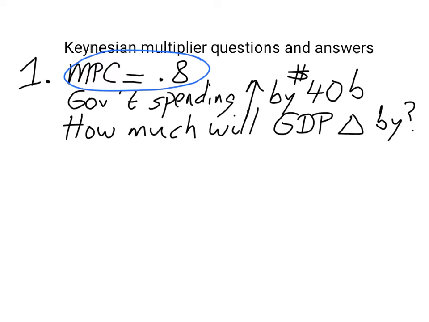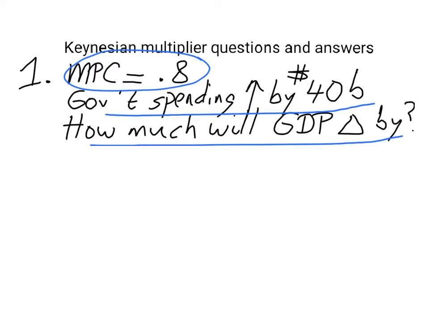What that really means is that if people were to get an additional $100 in income, maybe because the government is spending more money, then they would spend 80% of that money and they would save 20% of it. Also, we know that government spending will increase by $40 billion. And the question then is, how much will GDP change by? At this point, you can pause the video and see if you can figure out the answer on your own, and then we'll go over the solution.